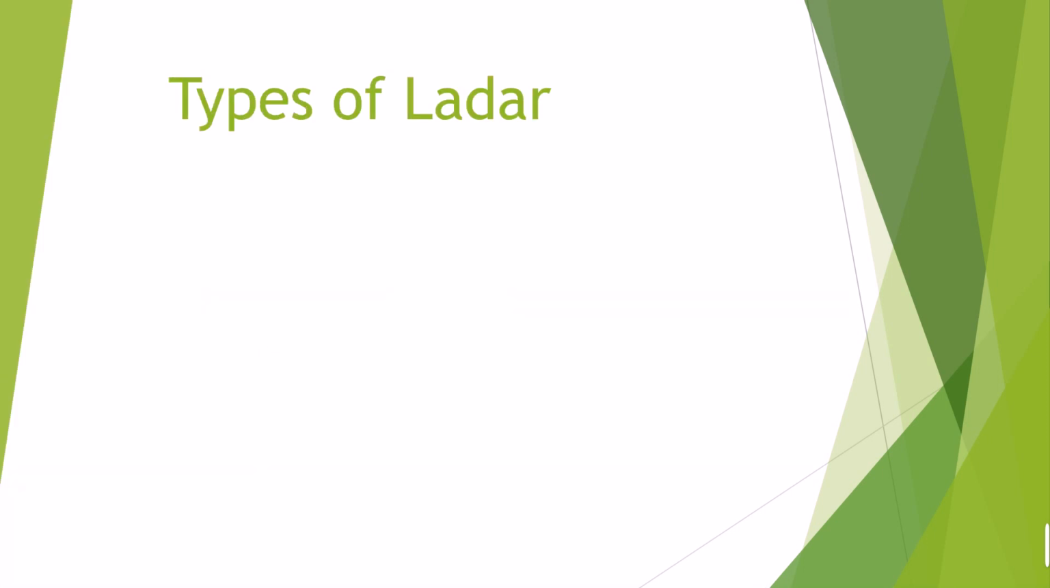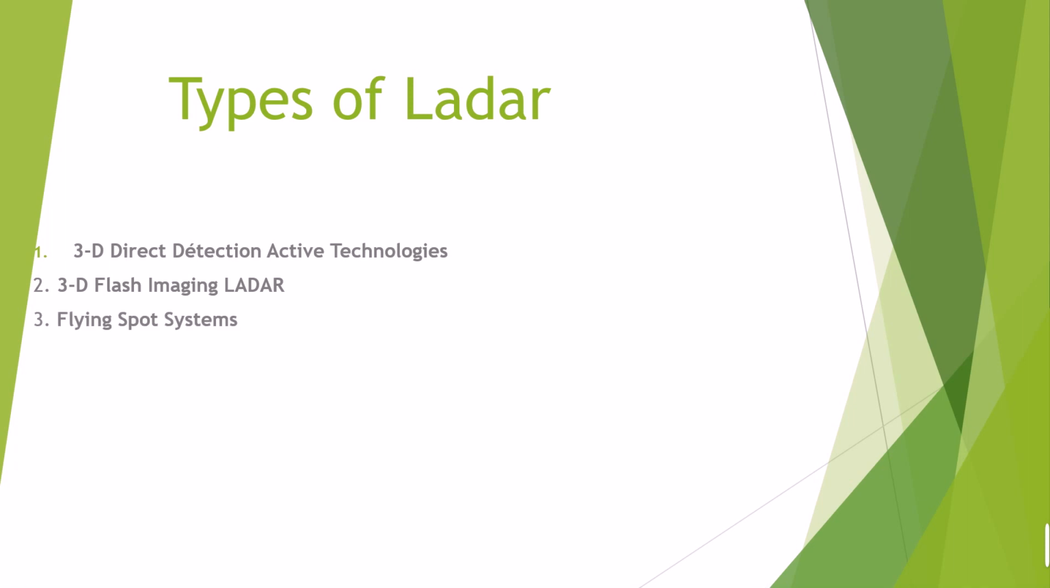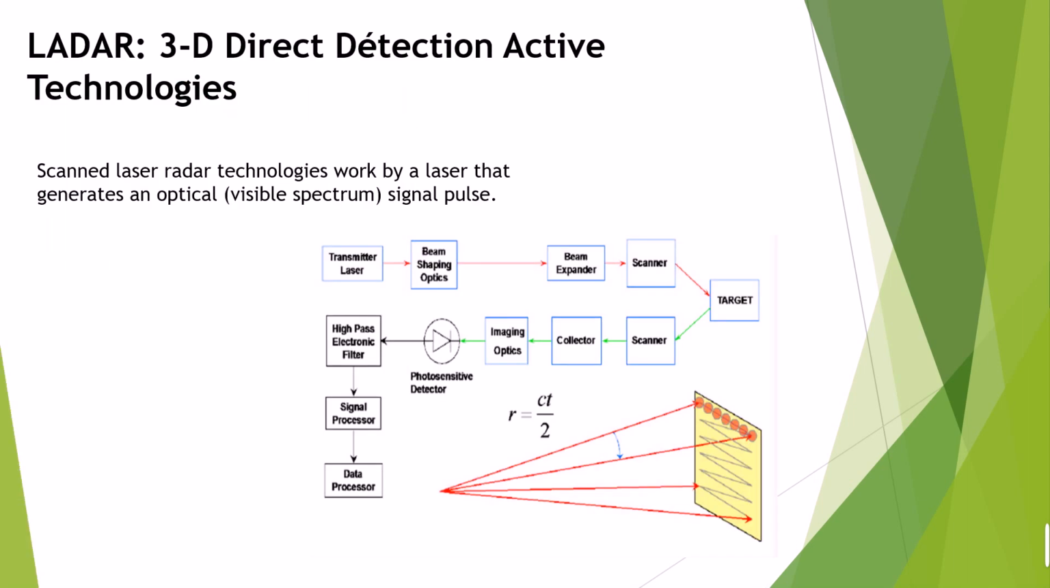Now, let's talk about the types of LiDAR. There are three types of LiDAR. First, 3D direct detection active technology. Second, 3D flash imaging LiDAR. And third, flying spot systems. So, the first is 3D direct detection active technologies.